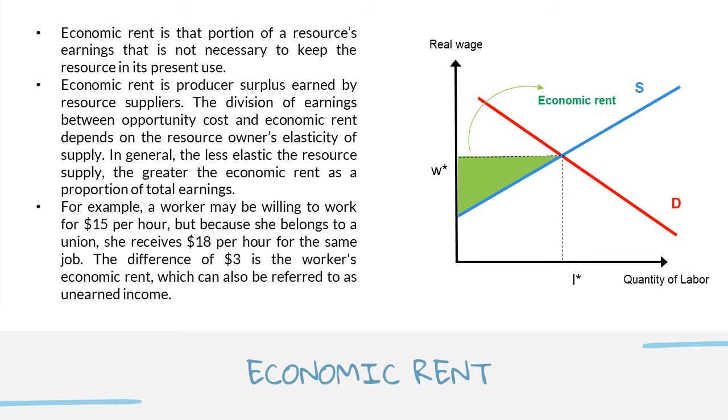For example, a worker may be willing to work for $15 per hour, but because she belongs to a union, she receives $18 per hour for the same job. The difference of $3 is the worker's economic rent, which can also be referred to as an earned income.